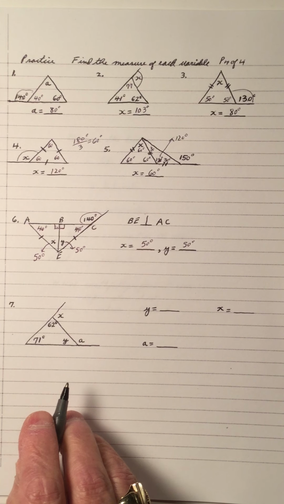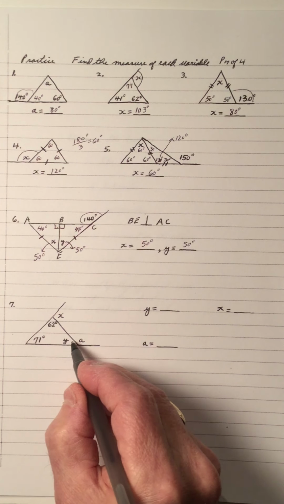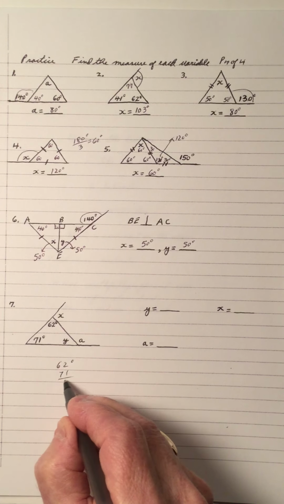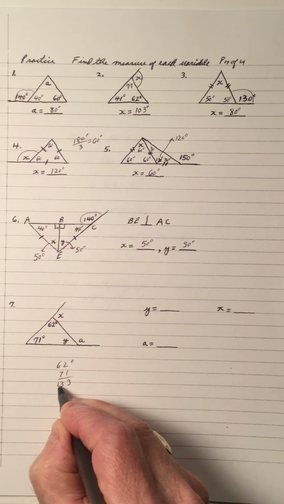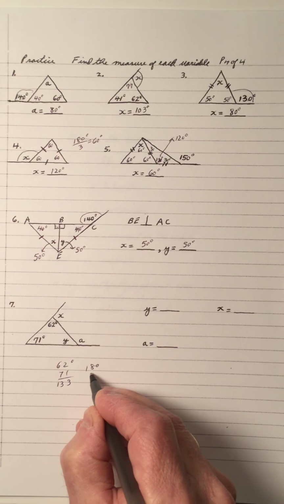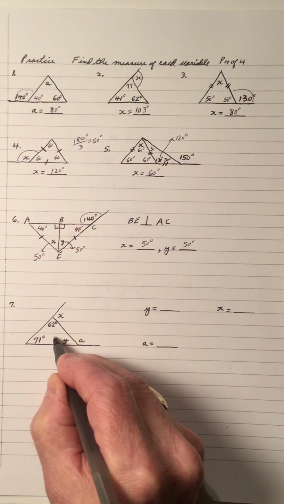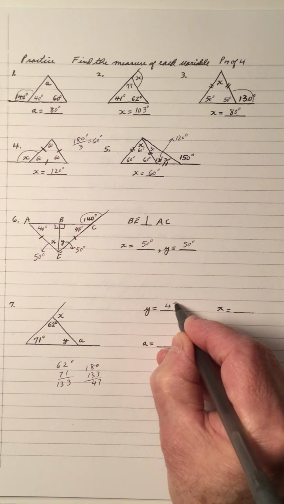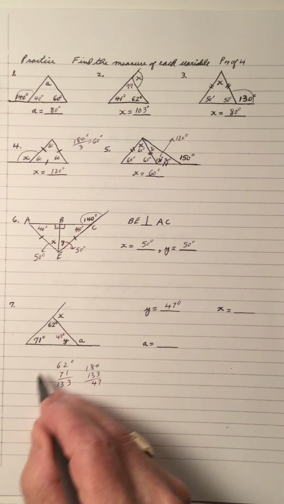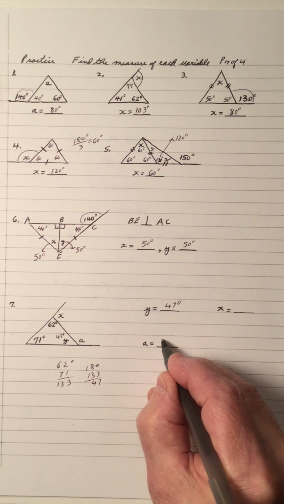Watch out. And number 7, we have, let's see, we got a 62 and a 71. So that makes 133 here. So that means y makes up the 180. So if you do that, you get a 47. So y is 47 degrees. Okay, done. Now, if that's a 47, then A is a 133.